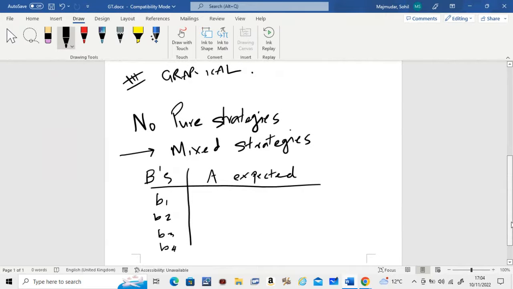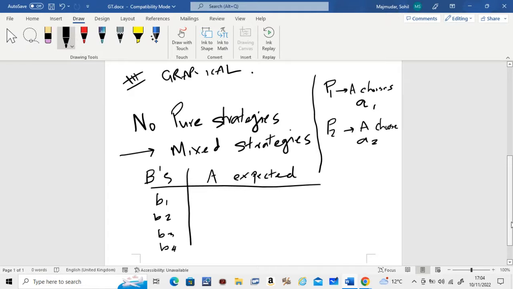For that, what we need to do is define the probability. So we say, let P1 be the probability that player A chooses strategy A1. And let P2 be the probability, similarly, that A chooses A2.